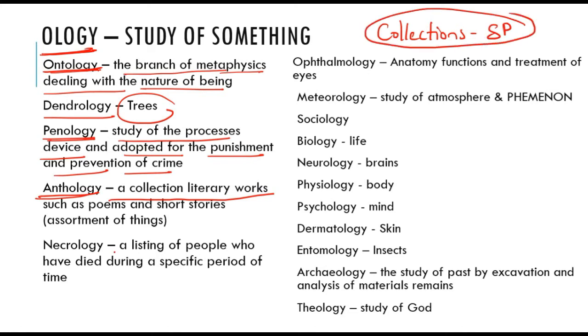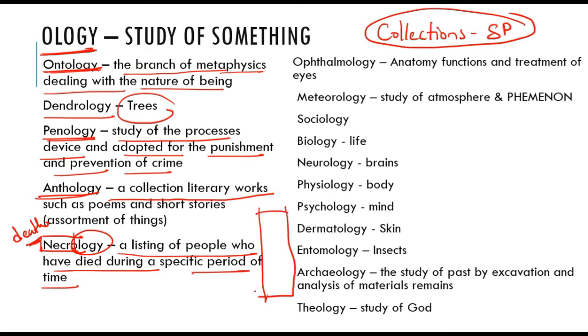an anthology. Necrology. Necro is a root word which means death, something connected to death. Ology means study. So necrology means a listing of people who have died during a specific period of time. So basically, you are systematically listing out the number of people who died in a particular period of time. Alright. So if you study this very systematically, this is actually called necrology.